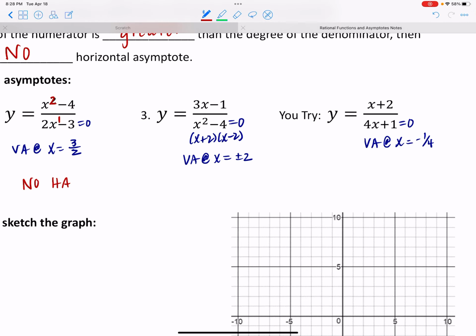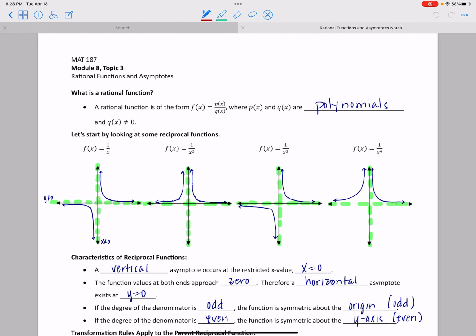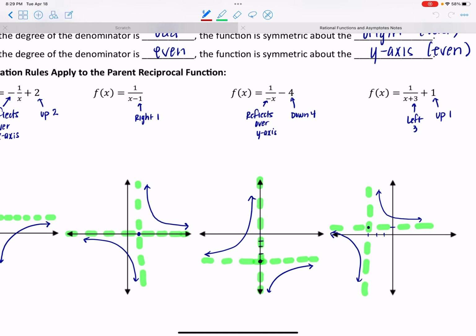Here, degree of the top is 1, degree of the bottom is 2. Just like the parent function, the bottom's going to grow faster than the top. That means our fraction is going to get smaller and approach 0. So horizontal asymptote at y equals 0. And then lastly, we have the same degree, so I would divide my leading coefficients and say that this horizontal asymptote would be at y equals 1/4. Okay? So if we're looking at graphing a transformation of the parent function, it's easy to make the sketch.